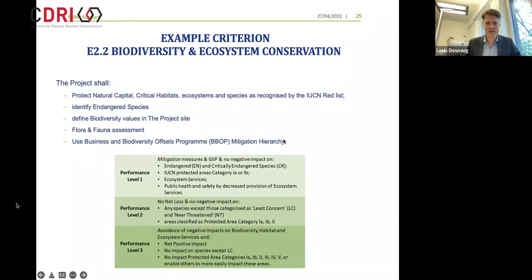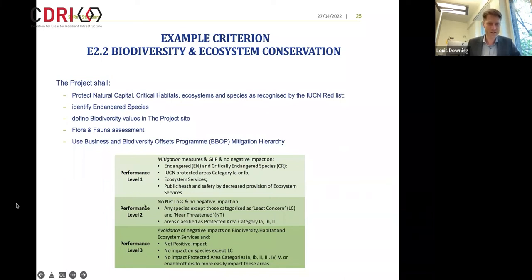So this is one example of a methodology that the standard requires projects to use, and it's called BBOP, the Business and Biodiversity Offsets Program. But wherever possible, the standard tries to recognise other things to avoid projects doing rework or doing the same study twice under two different names.